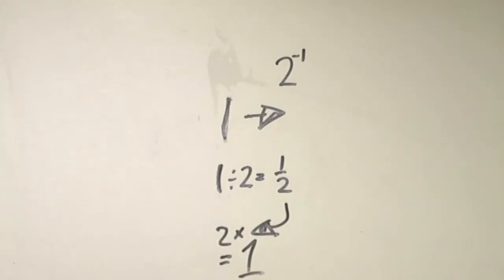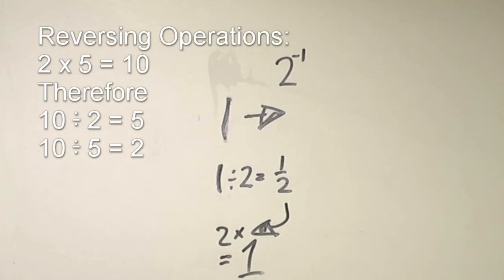And as you can see, half times 2 equals 1. And also you can see that therefore 1 is 2 to the power of 0. So we've gone from the division back to the multiplication. So we have to be able to move both ways, either left or right, whichever way, for reversing operations. As you can see, 2 times 5 equals 10. Therefore, 10 divided by 2 is 5. 10 divided by 5 equals 2.